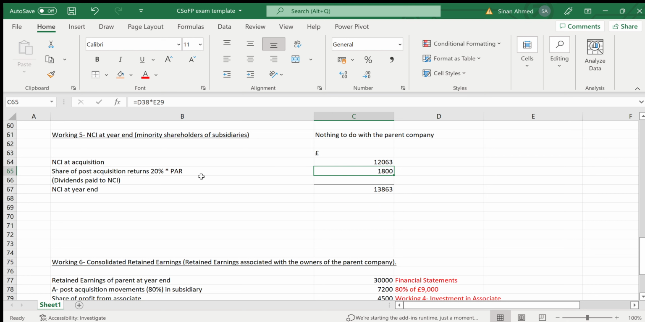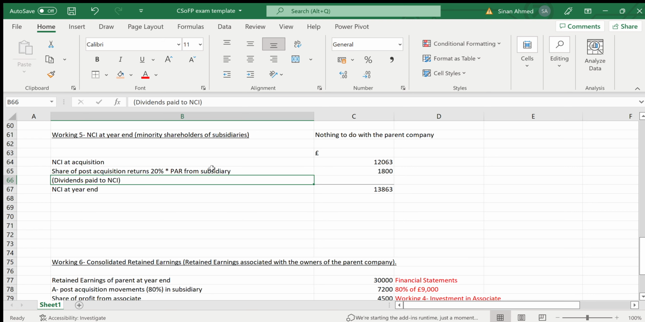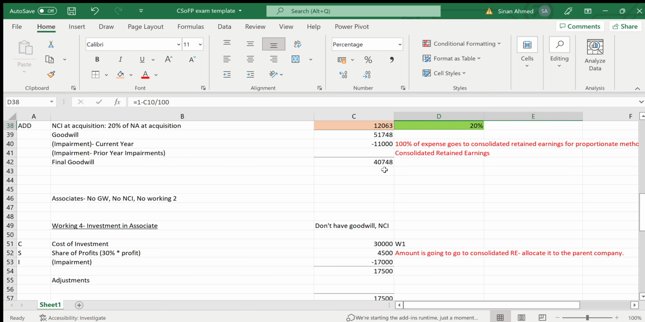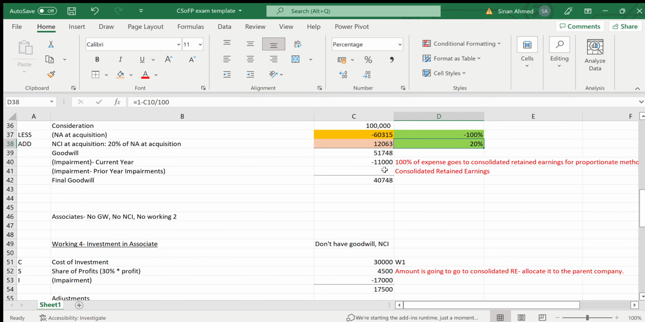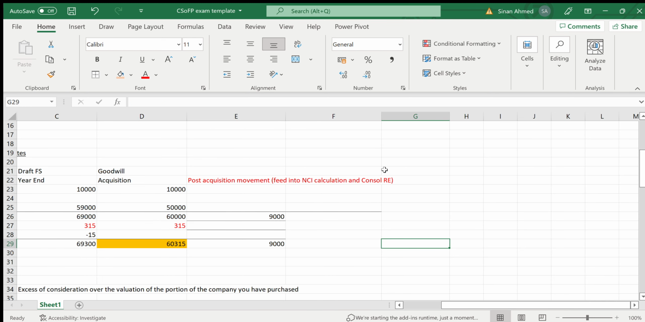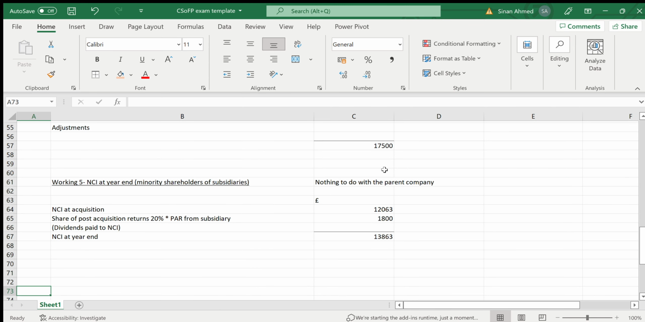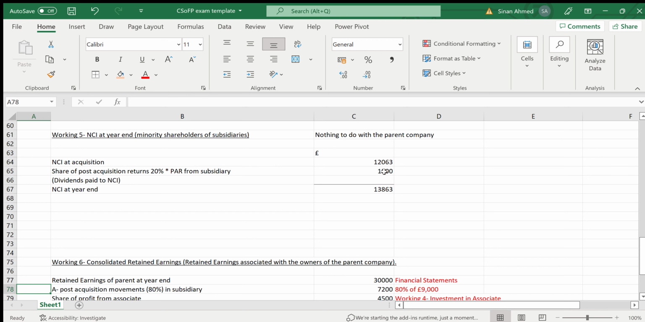Next we have is our share of post-acquisition returns from the subsidiary. And where's that coming from? This 1,800. Well, we know that 20% of the NCI is 20%, and our post-acquisition movement was 9,000. So it's 20% of 9,000, which is 1,800. Okay, and then if we're paying dividends to NCI, we take those away, and then we're left with NCI at year end.